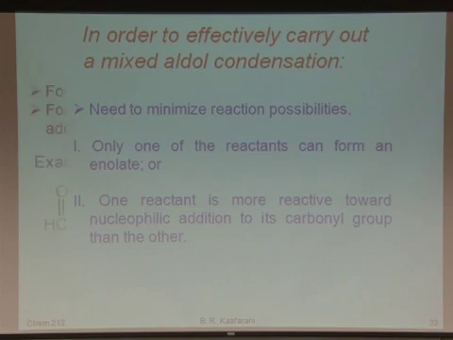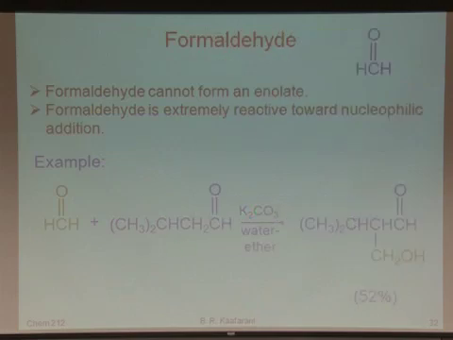Okay? So for instance, if you take this aldehyde and formaldehyde and you are adding potassium carbonate and water, ether. When you have potassium carbonate in water, it means you have a hydroxide ion. Well, you cannot form an enolate of this. You can only form an enolate of this aldehyde. But then when you are having the enolate of this aldehyde, in the presence of two aldehydes, one is much more reactive towards nucleophilic addition than the second. The product is going to be a mixed aldol condensation where the enolate of this aldehyde is attacking formaldehyde.